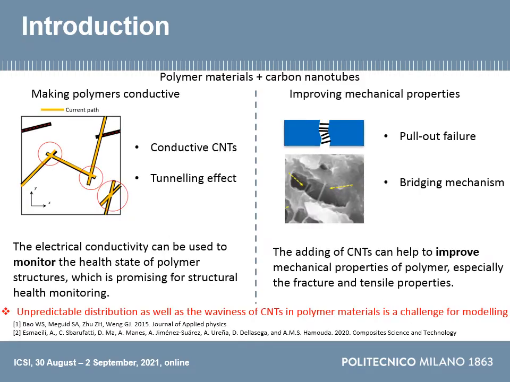Adding carbon nanotubes into polymer materials can make them conductive. Of course, the CNT is conductive itself, but actually the main reason is the tunneling effect. So, what is the tunneling effect? The tunneling effect is a mechanism provided by CNTs, which allows electron paths even when two CNTs are not connecting with each other. In this way, current paths can form inside the polymer materials and make them conductive.